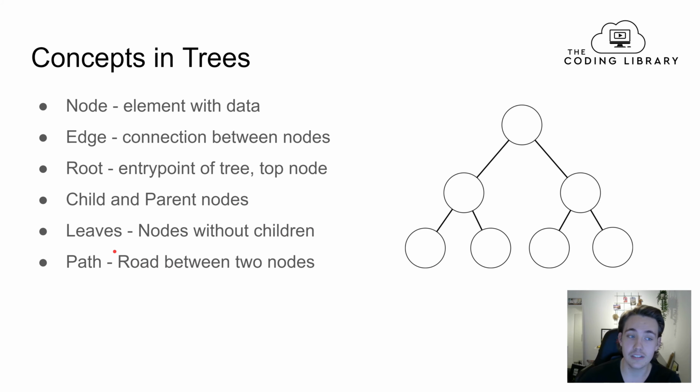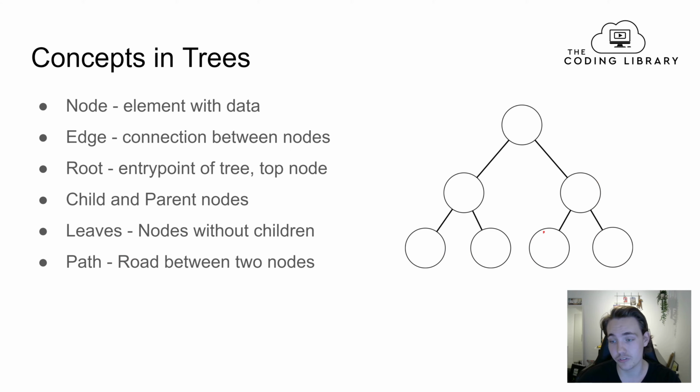And we can also have leaves in our tree, which are just the nodes without children, or the nodes at the lowest level. So it will be the 4 circles, or the 4 nodes down here at the bottom. They will be the leaf nodes of this tree. And then we can also have a path, which is the route between two nodes.